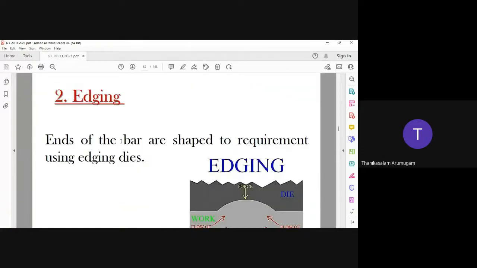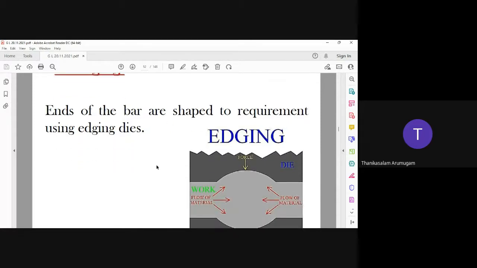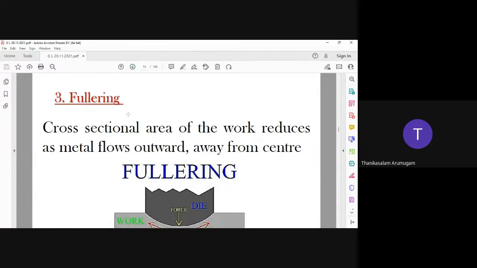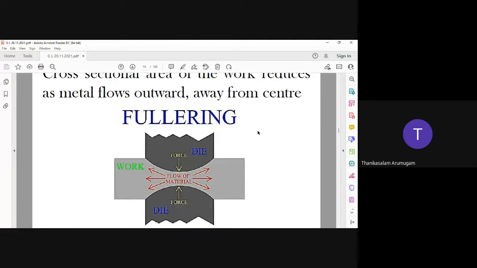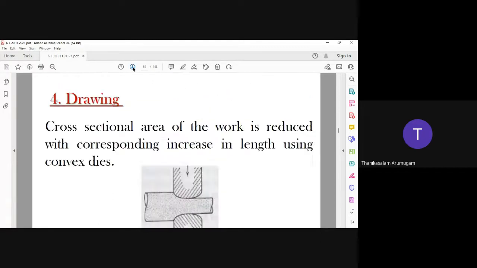Second, edging: the end of the bar is shaped into the requirement using edging dies. Fullering: the cross section area of the work reduces. Sometimes the area reduces, and for that we use fullering operations. The cross section area of the work reduces as metal flows outward away from the center. This is a fullering operation.